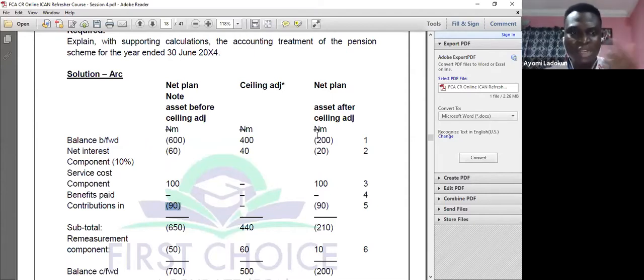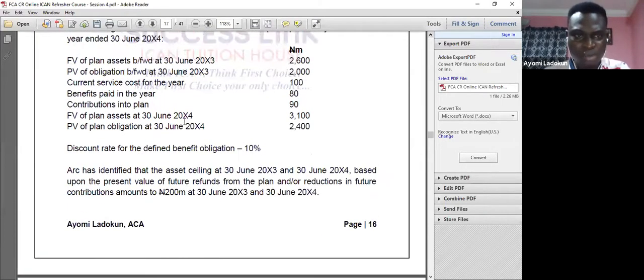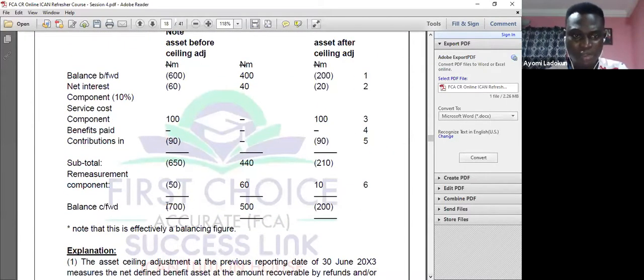Then what is my balance at the end of the year? It's going to tell me somewhere. The fair value of the plan asset is 3.1. Can you see? And for the obligation it is 2.4. So if you take them off, you will have 700. So it's still higher. So if you add up this, then you have 650. Then your remeasurement component is 50.